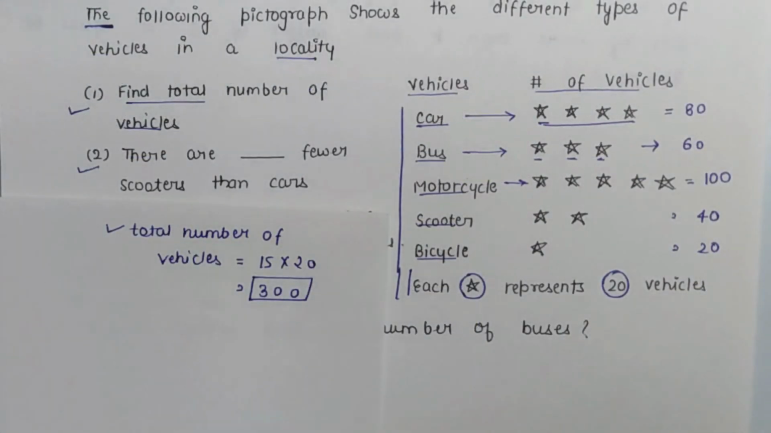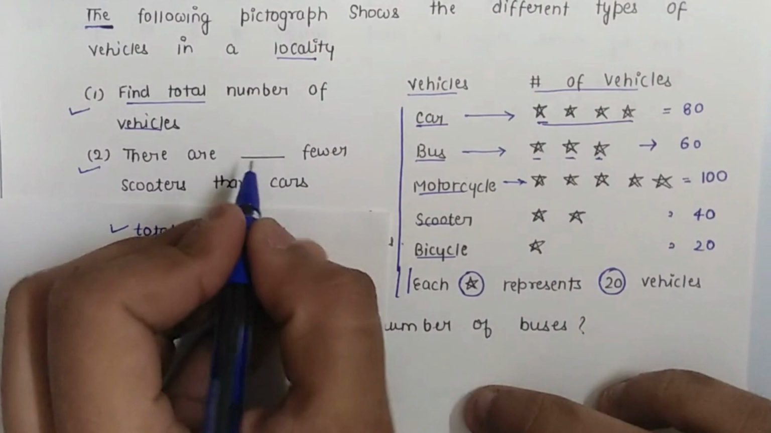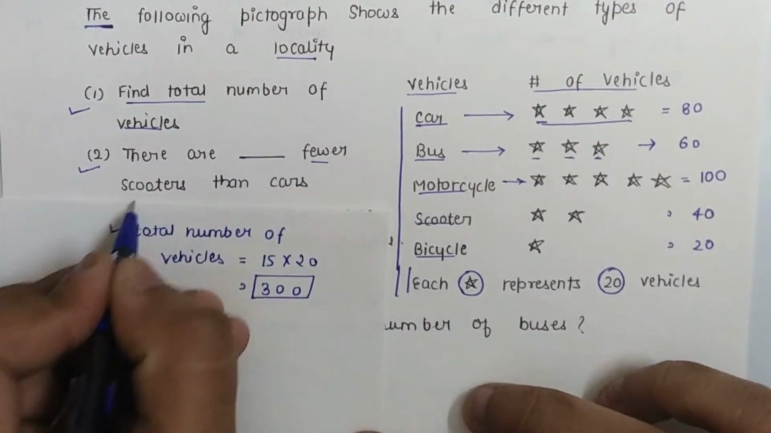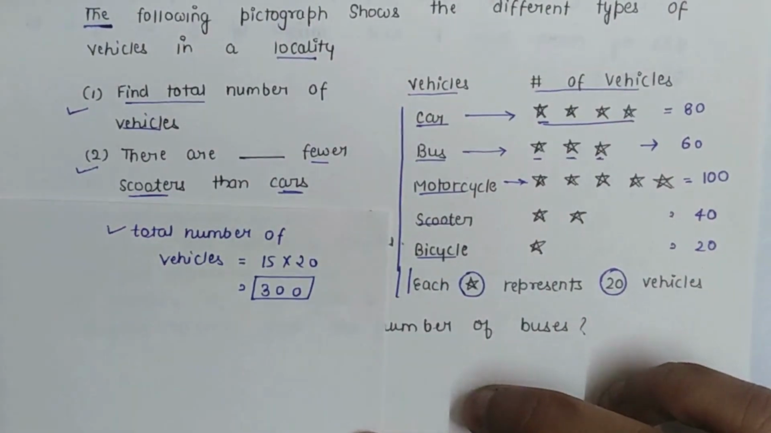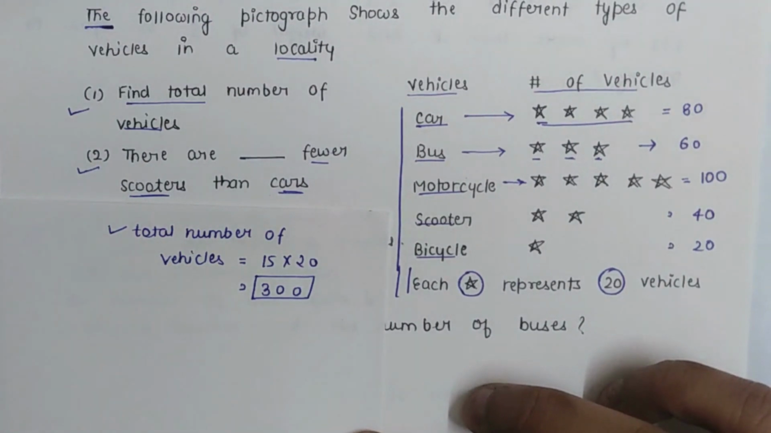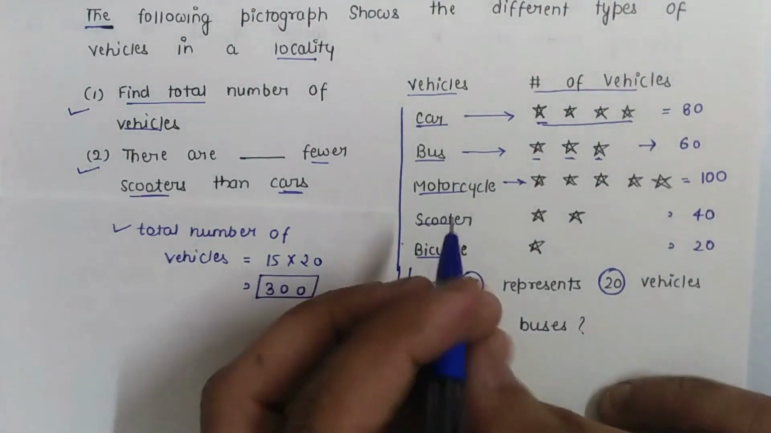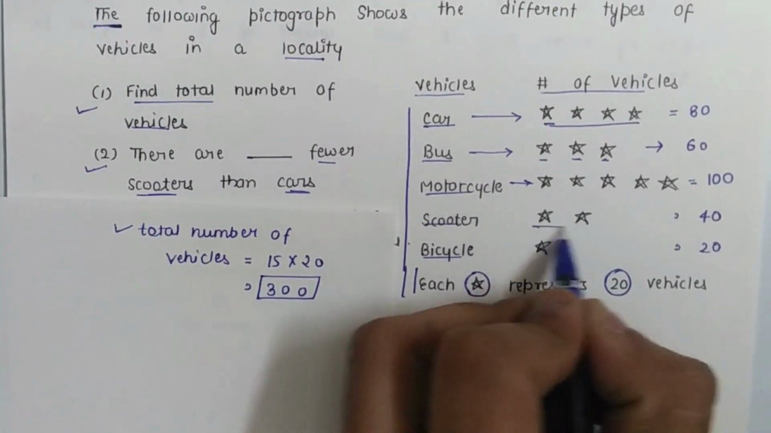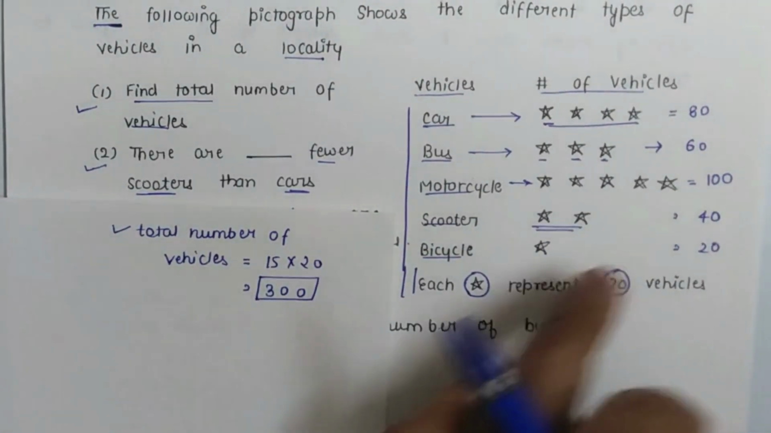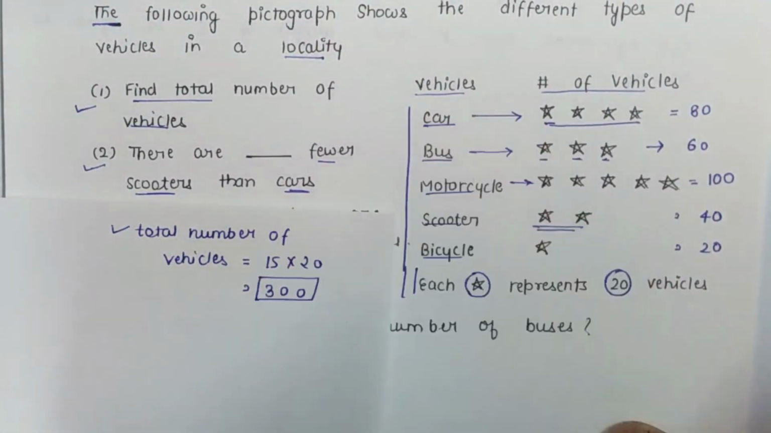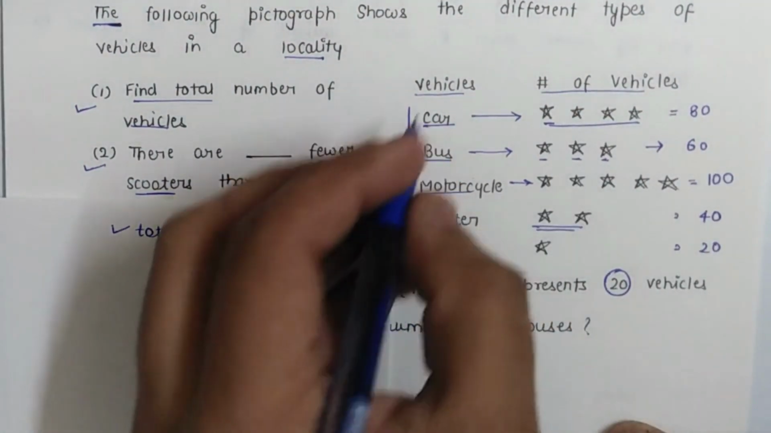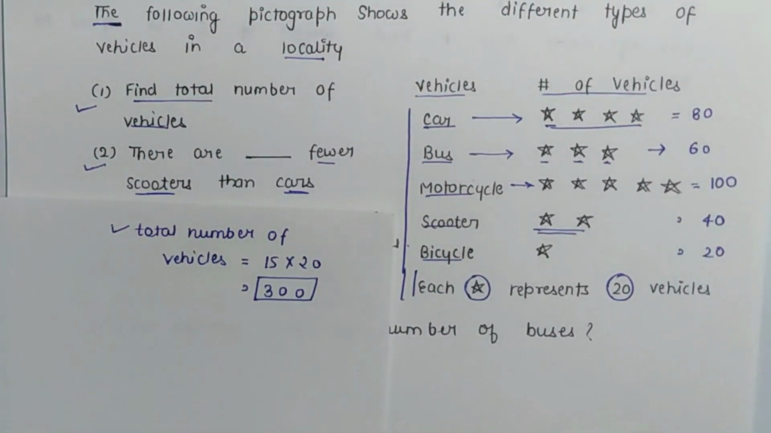Let's see question number 2. In question number 2 it is given that there are dash fewer scooters than cars. So basically we have to find how many scooters are there and how many cars are there, and their difference. Then only we can find out how many fewer scooters there are than cars. If we take a look at the scooters, there are 2 stars, and the number of cars is 4 stars. So if we take the difference between them, we'll get 2 stars.